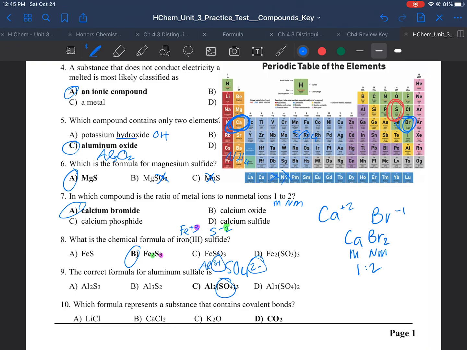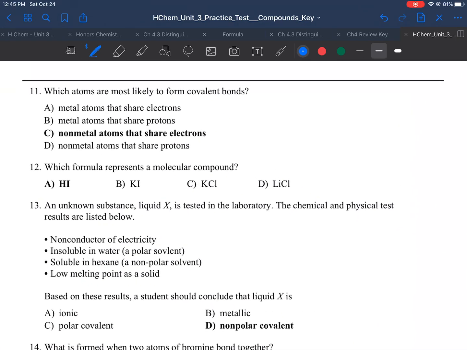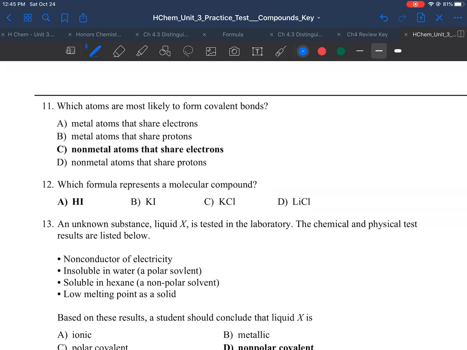Which formula represents a substance that contains covalent bonds? So not ionic, meaning which is not a metal and a nonmetal, but in our case we want 2 nonmetals, and the only option here is D. Which atoms are most likely to form covalent bonds? Again, we don't want metals, but in our case, for bonding, do we share protons or electrons? Well, not protons, so it has to be C.